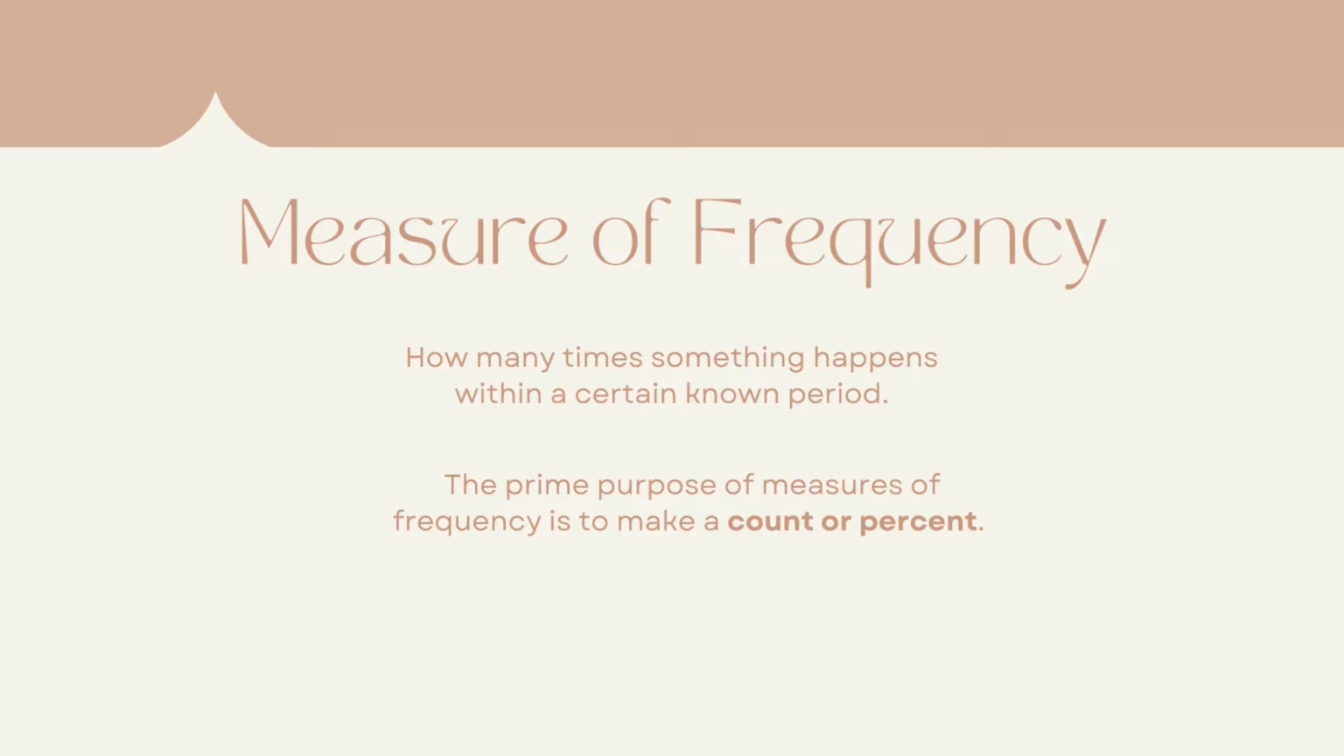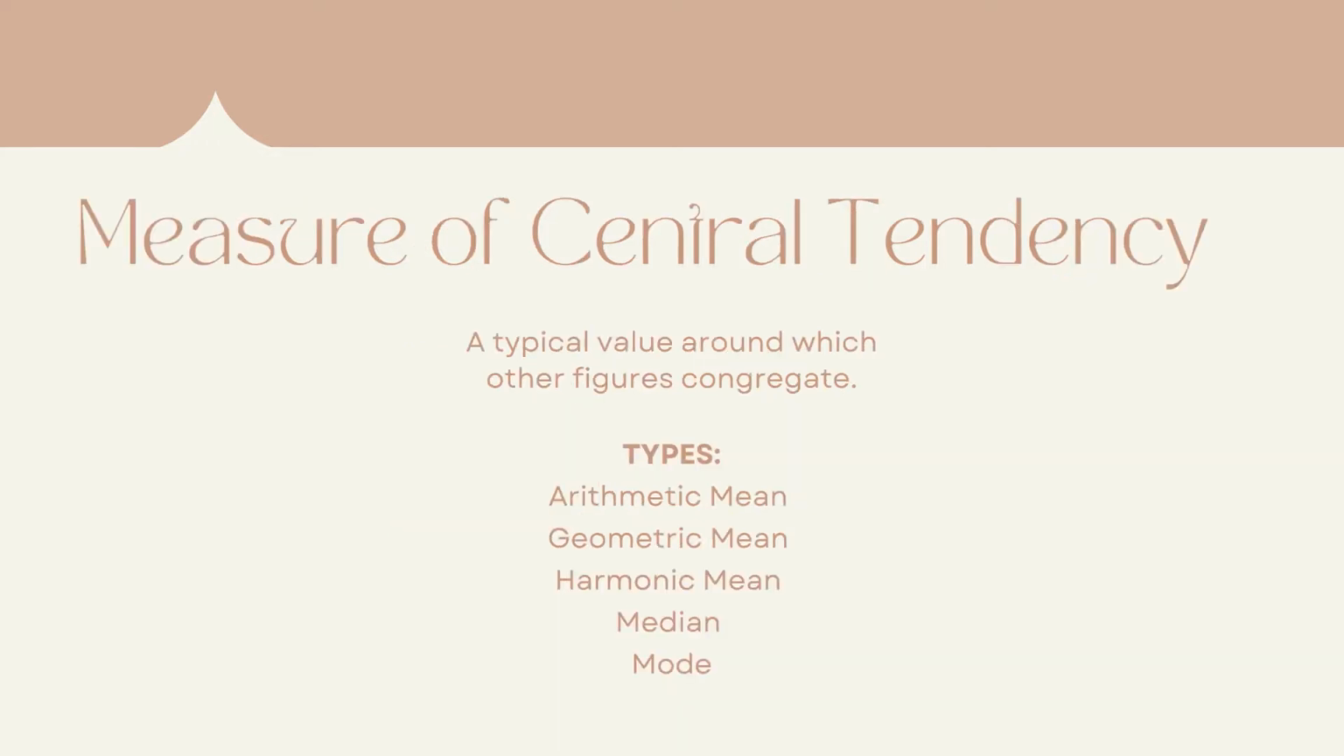Fundamentally, the measure of frequency is a measure of how many times something happens within a certain known period. This is usually used when we want to show how often a response is given. For example, you want to know how many females and males there are in one classroom. The prime purpose of measures of frequency is to make a count or percent.